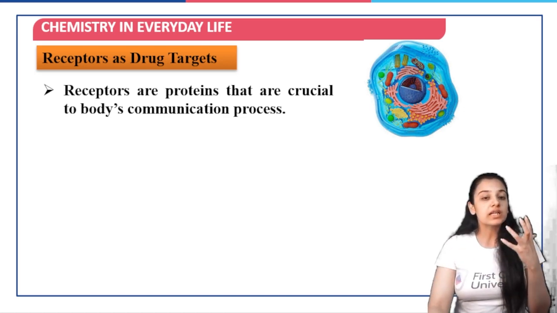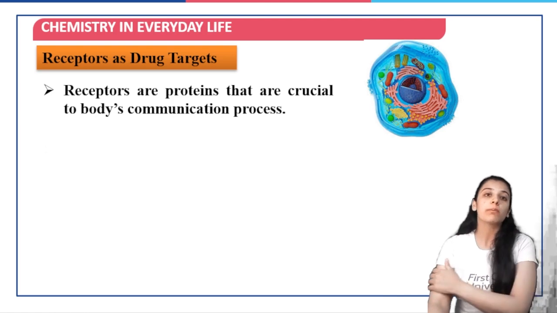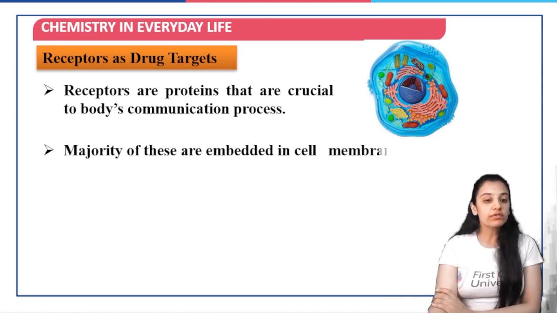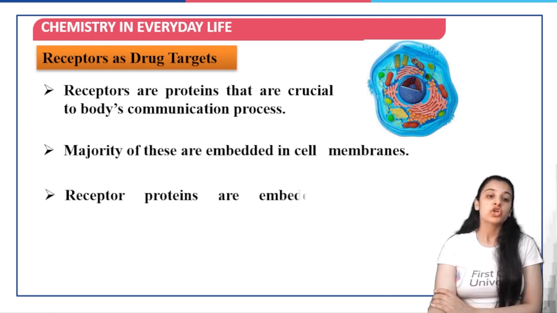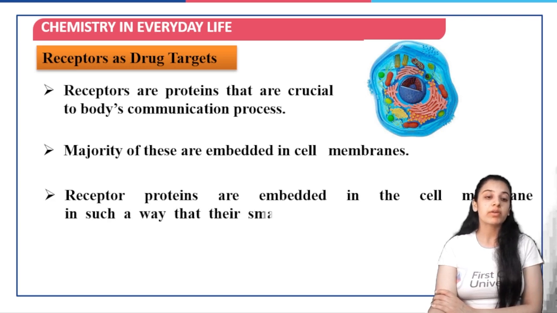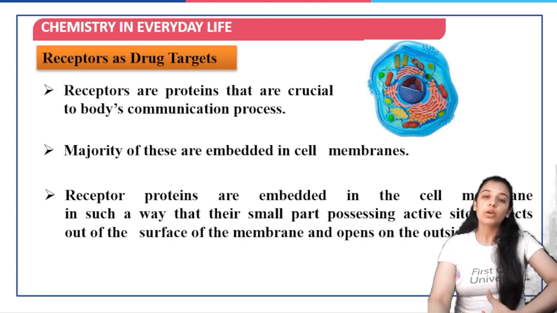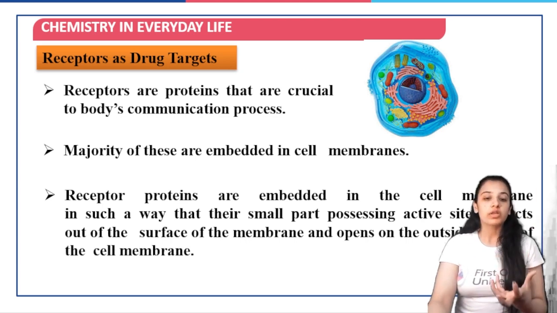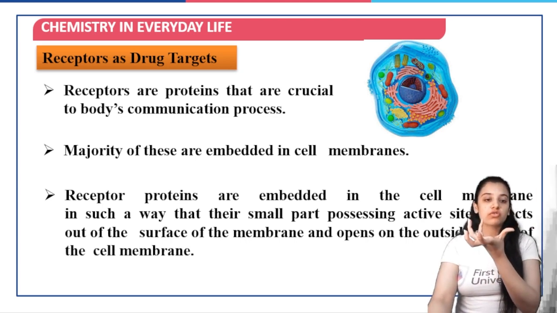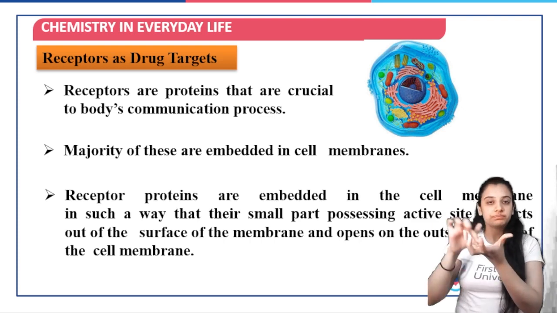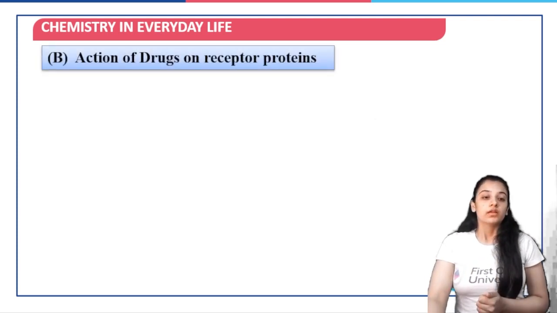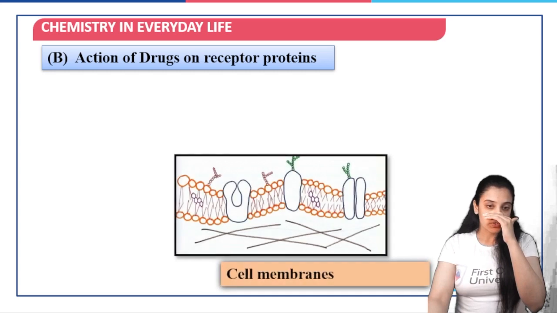So receptors are basically proteins that are crucial to the body's communication process. The majority of these are embedded in the cell membranes. So receptor proteins are embedded in the cell membrane in such a way that their small part possessing the active site will project out of the surface of the membrane and it will open on the outside region of the cell membrane.